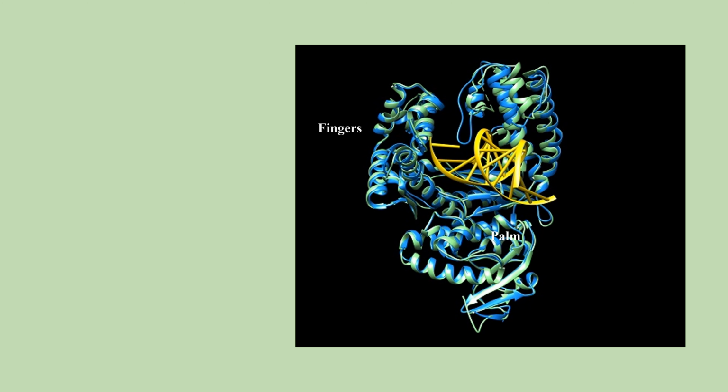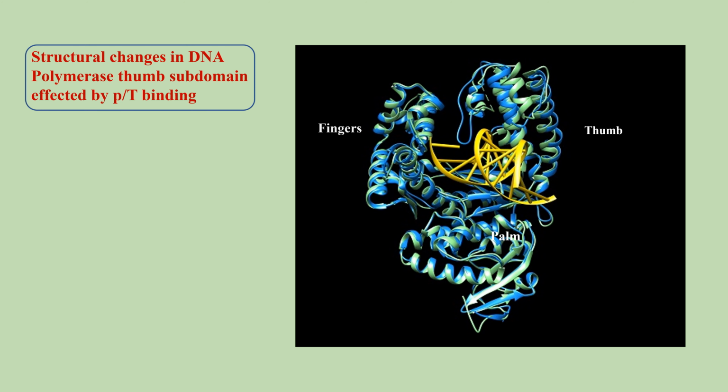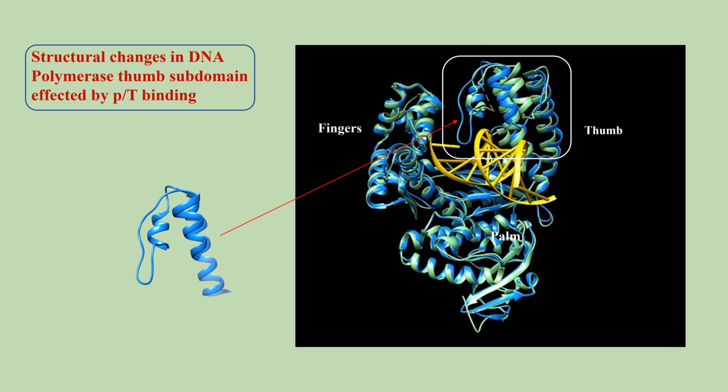As a result of PT binding to the polymerase, structural changes occur mostly in the thumb subdomain. The thumb opens up initially but quickly rotates in the opposite direction to bring the residues in a helix-to-helix motif, which is at the tip of the thumb closer to the DNA. Thus, a cylindrical formation wraps the DNA and the 3' end of the primer is brought near the polymerase active site.